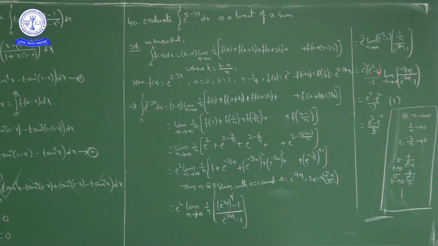This limit value is 1, since as n approaches infinity, 1 by n approaches 0, minus 3 by n approaches 0. Now if you consider this as t, this limit is of the form limit t approaches 0 of t upon e power t minus 1, which you can write as limit t approaches 0 of 1 upon (e power t minus 1 upon t). This value is 1. So overall this limit value is 1. So the final answer is e square minus e power minus 1 upon 3.